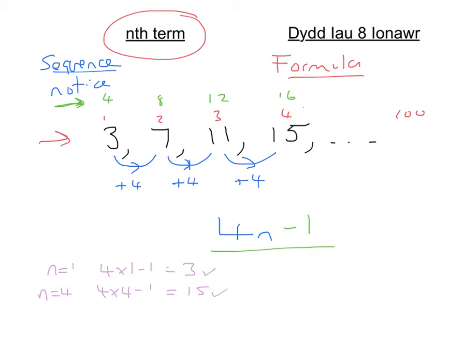It works. And now let's see what we wanted to get, that 100th term. That will be 4 times 100, take away 1, which is 399. So we've got our nth term.